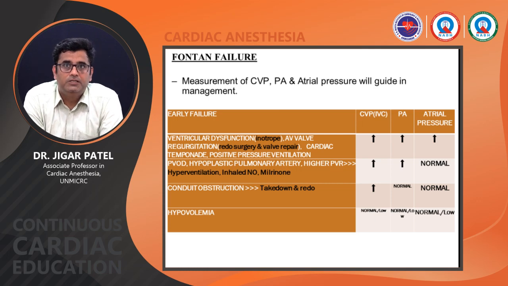Similarly, if only CVP is high and pulmonary artery pressure and atrial pressure are normal, then it indicates there is a conduit obstruction, and you have to redo or take down the conduit. And the last possibility is the patient has a normal or low CVP, normal PA pressure, and normal atrial pressure. Then it will indicate hypovolemia. You have to give volume to correct this.